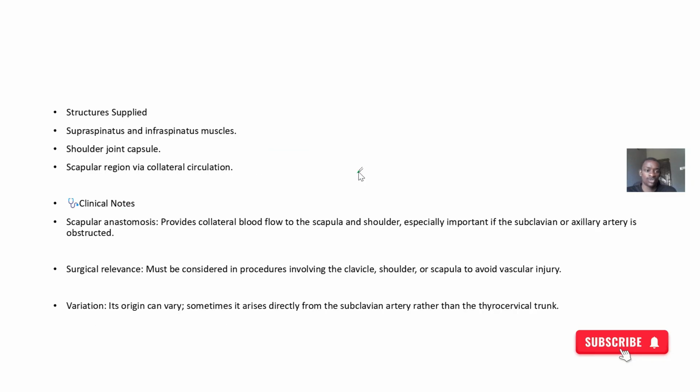The structures that it supplies are the infraspinatus and supraspinatus, the shoulder joint capsule, and the scapular region. So it's very important in making up the overall blood network around the scapula. It's also important in surgeries. It's also variable.